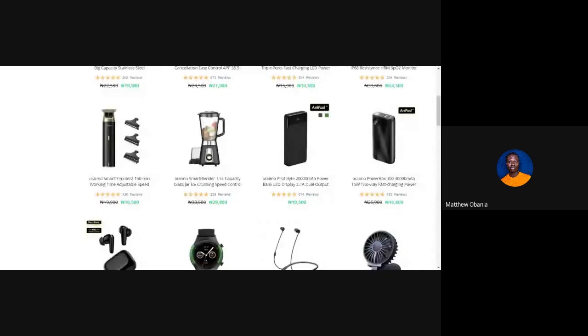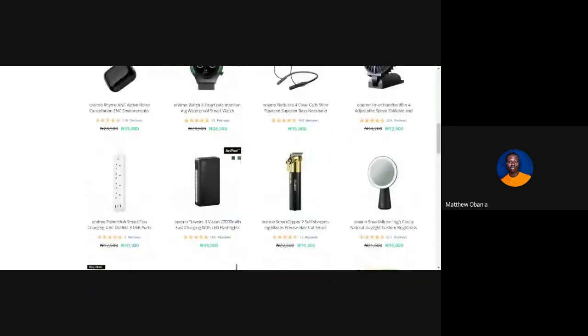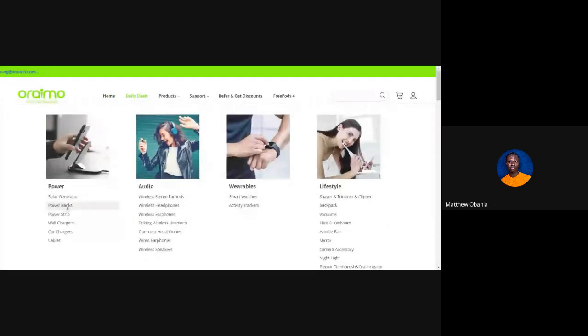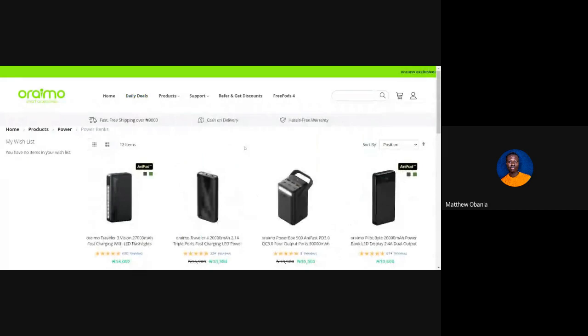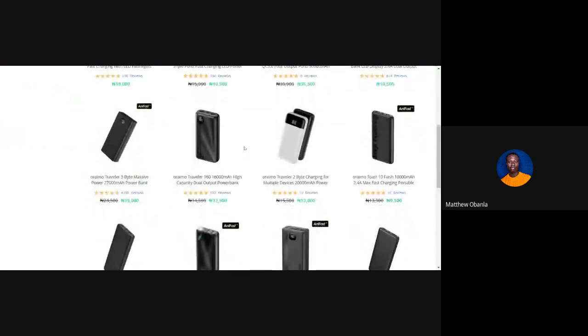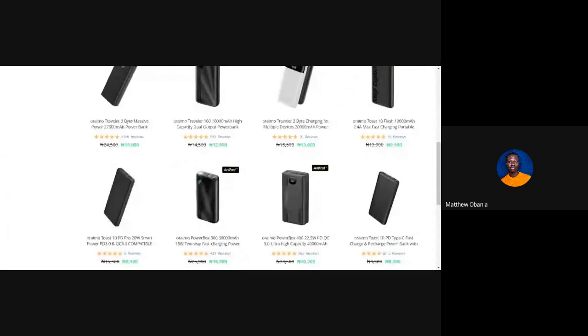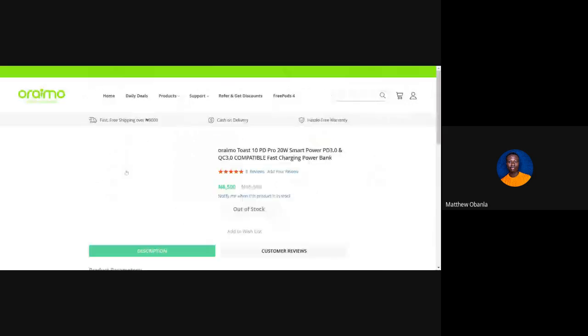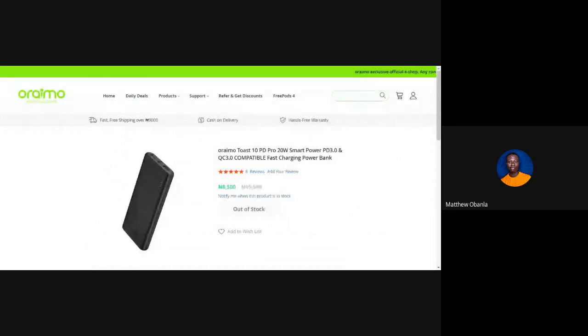So let's start here. This is your Rimo website. Let me go to their product, power banks. Okay, so this is their power bank. If you notice, back then this was the power bank that was trending. This power bank was the deal breaker back then.